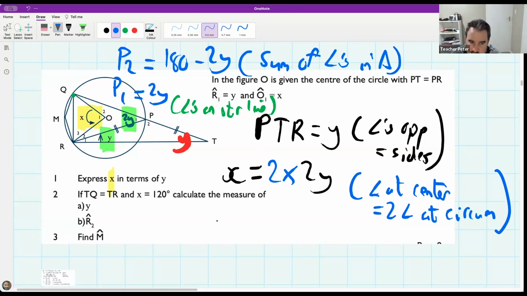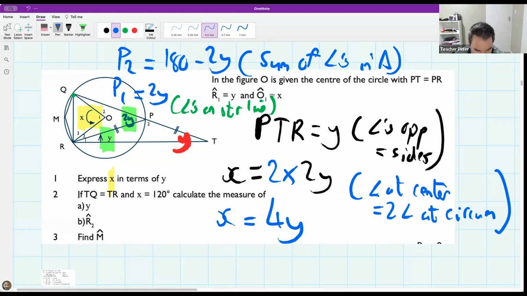So what is x going to be in terms of y now? It's going to have to be 4y. Yes, it's going to be 4y. So we've got x in terms of y. X, this angle over here, is actually 4 of the y's down here.